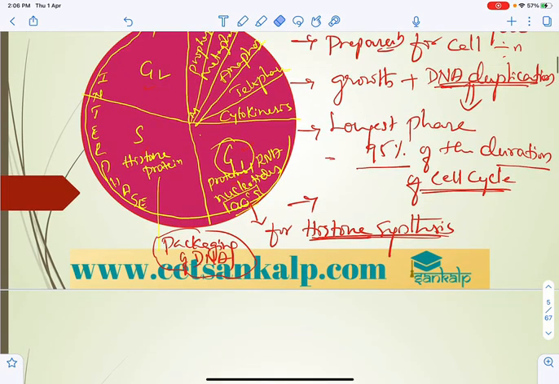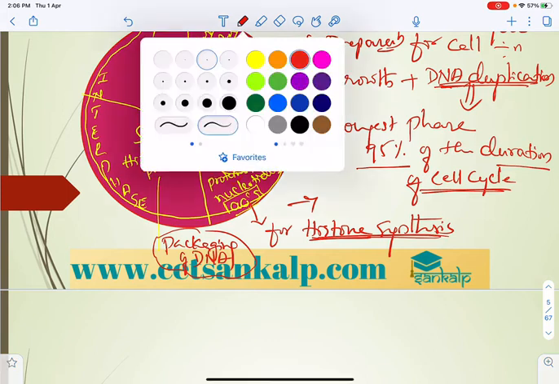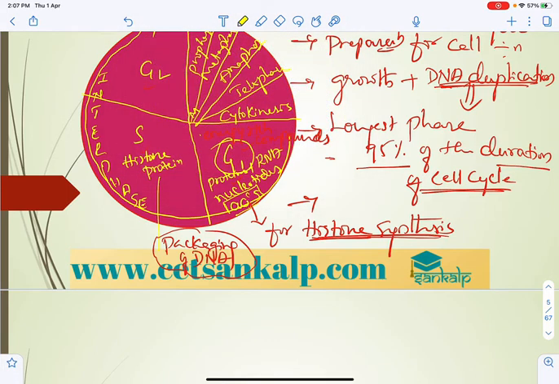And in this, the final thing is that almost all the energy rich compounds are formed, but not histone. Note, almost all energy rich compounds will be formed, but no histone. Histone synthesis takes place in the S phase.